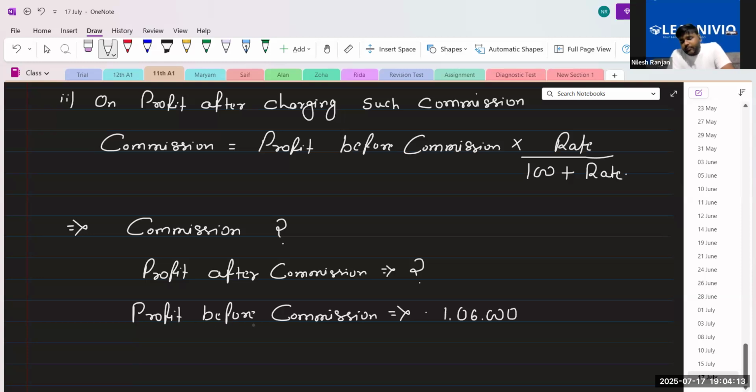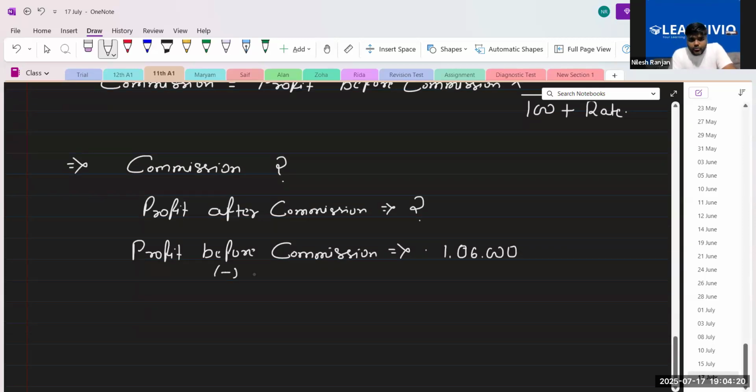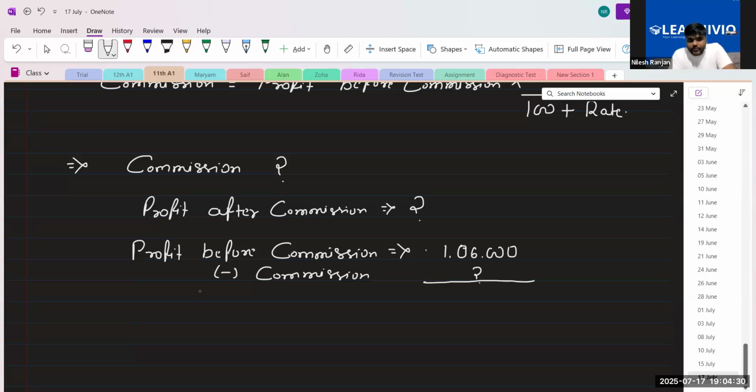Now tell me, if we have profit before commission, then from this we have to deduct commission, whatever it is, then we will get profit after commission. Yes or no? Is that clear to you? Yes, sir. So now it is difficult because we don't know the commission, we don't know the profit after commission. So how will it be calculated?